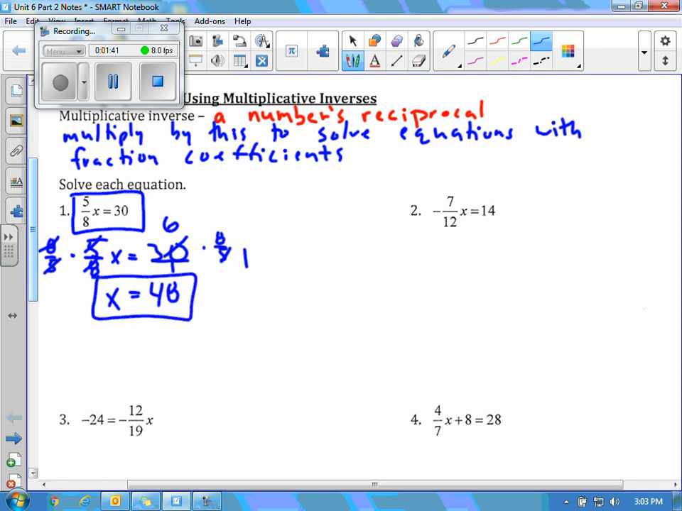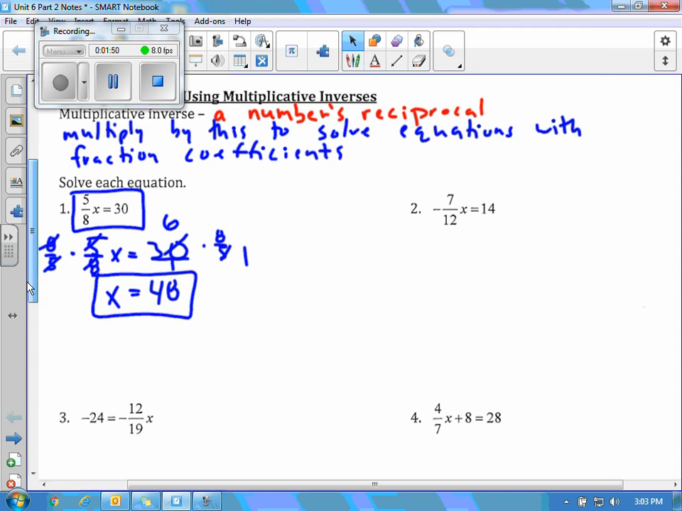Now again, to reduce, you have to do a number on the numerator and reduce it by a number on the denominator. Number 2, I'm going to leave to you guys. I'll go over number 3 real quick.